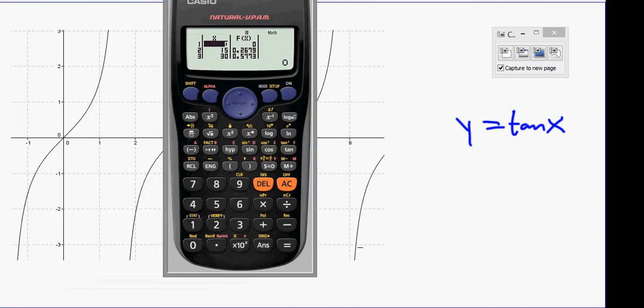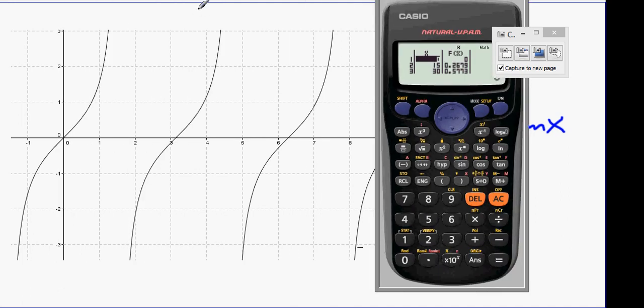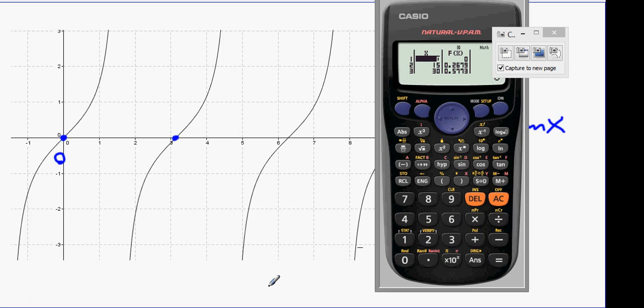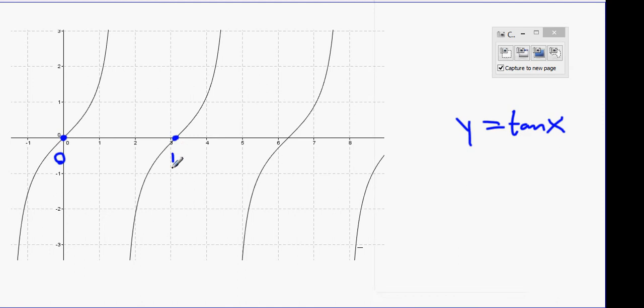Okay, now we can see here, just look at our graph. This one here is 0 degrees. The next time it's 0 degrees, it's all the way up at 180. See 180? 180 degrees is the next 0. And then after that it's going to be 360.